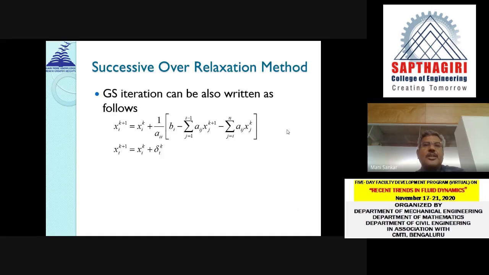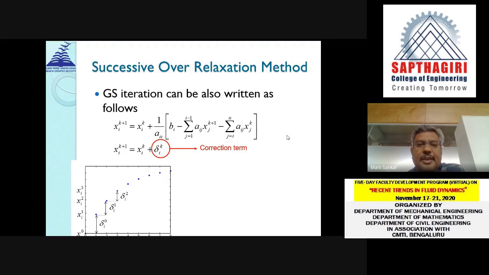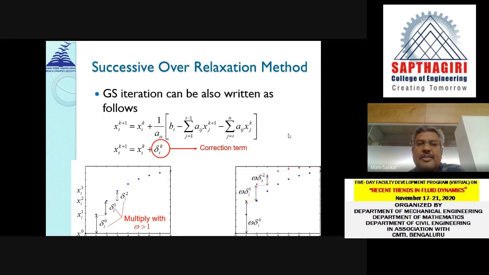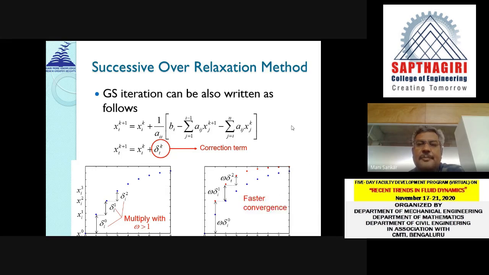When you look at the successive over-relaxation method, this is how the structure is. There is a correction term. Our objective is to either minimize it or make the correction term 0. Then the solutions at the two iteration levels will be the same.